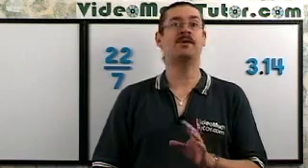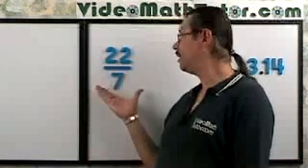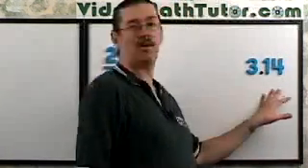It's worth memorizing the typical approximation for pi, which are 22 divided by 7 and 3.14.